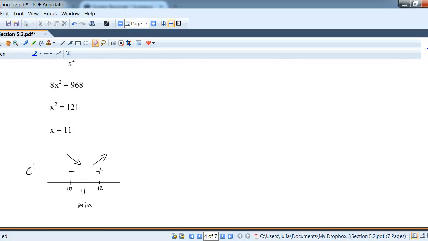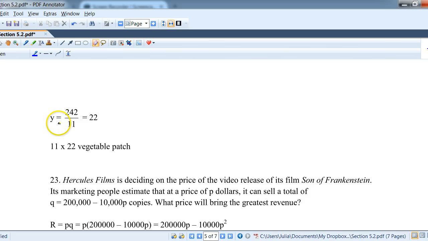And once again, you can test it real quick with C prime. Do you get a minimum? I plugged in 10 and 12, and yes, we do. And we can plug into the y to find the length. Here we get 242 over 11, which is 22. So we get an 11 by 22 feet vegetable patch. Okay.